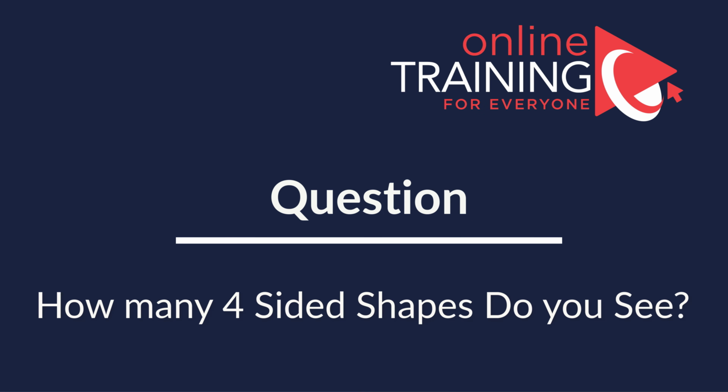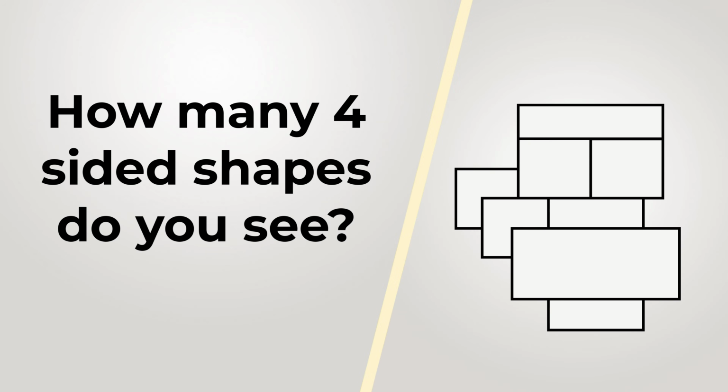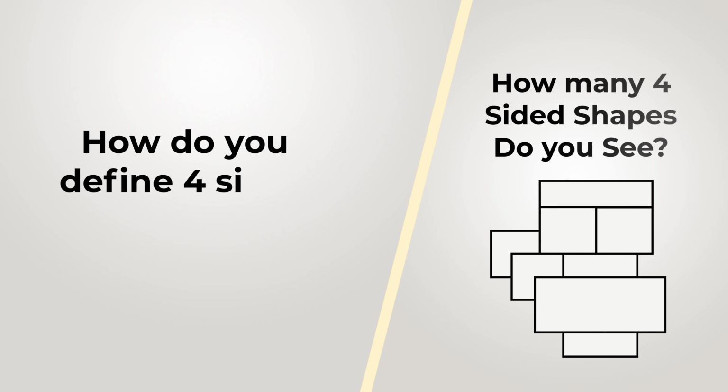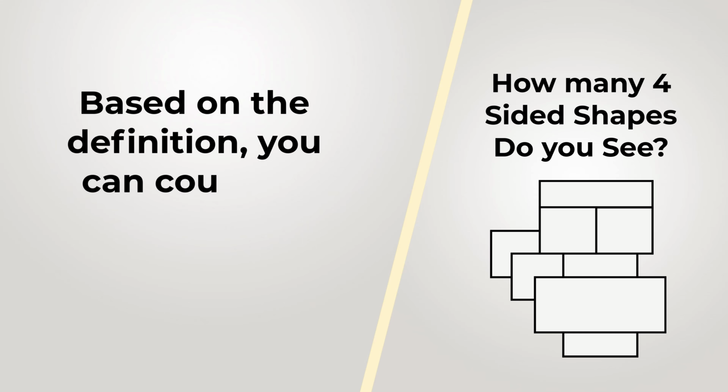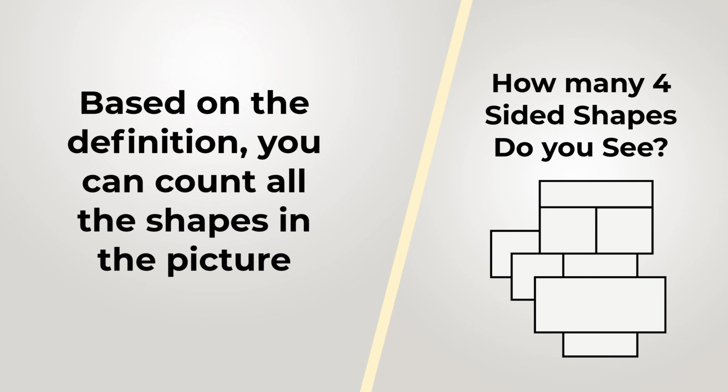Here's an interesting question which tests your spatial thinking. How many four-sided shapes do you see? And you're presented with the picture on the left, which has a lot of different shapes. First, you need to be clear on the definition of a four-sided shape and have a good understanding of what it means. Once you have the definition, you can count all the shapes in the picture that match this criteria.